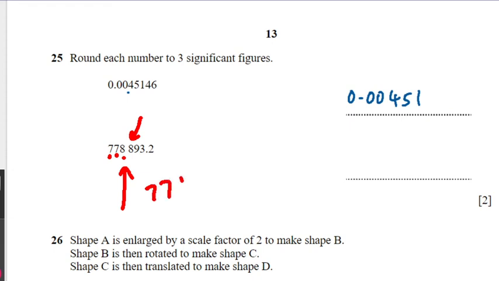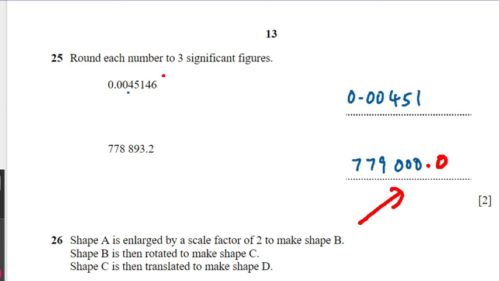So, 779. And then here, this is 778,893, right? So you cannot just round off to 779. So we need to add 0, 0, 0. That's it, 779,000. Don't put 0.0. Okay, never mind. Just leave it like that. Okay? 779,000. Got it?